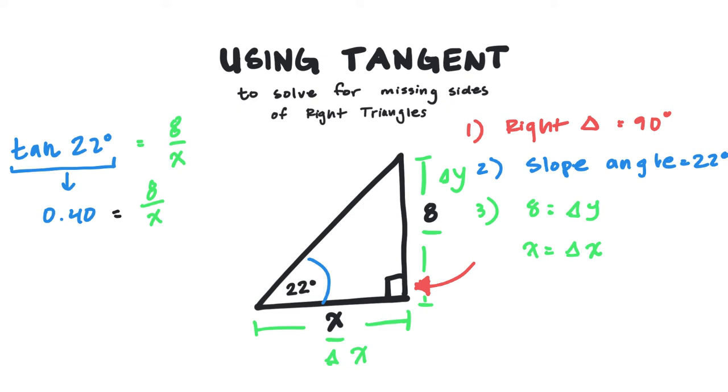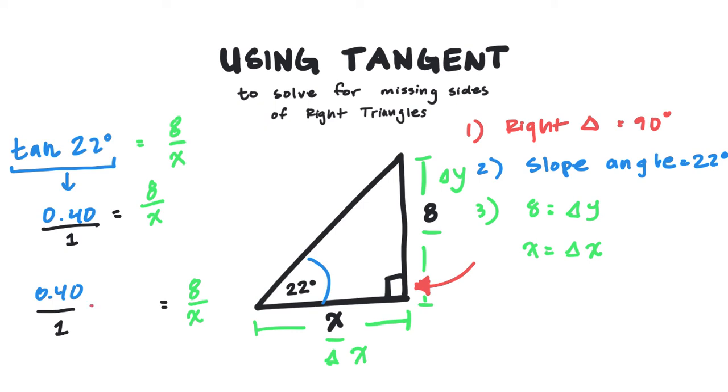So that means x can only have one value that will make this true. And now we can solve for it because we have this equation. Now, there's a few ways you can solve for this, but the way that I like to do this is by constructing an equivalent ratio, by setting 0.40 over 1. So what we have now is the ratio 0.40 over 1, and that must be equal to the slope ratio of the triangle in front of us, 8 over x.